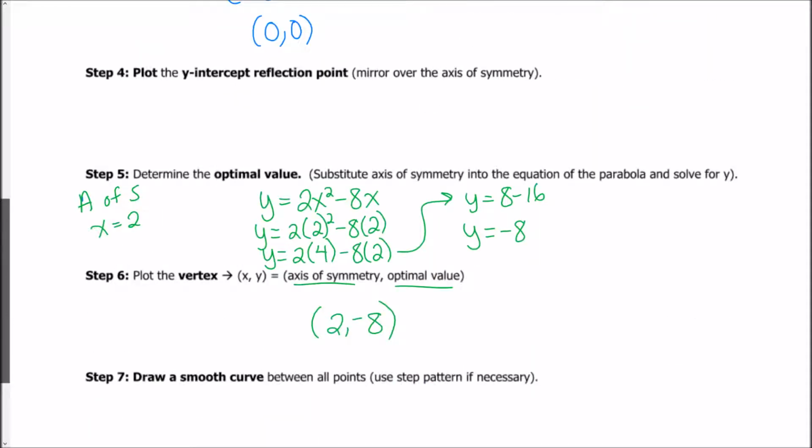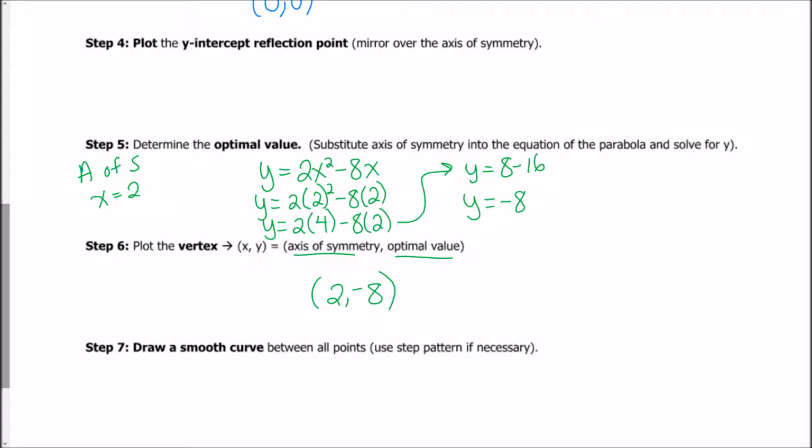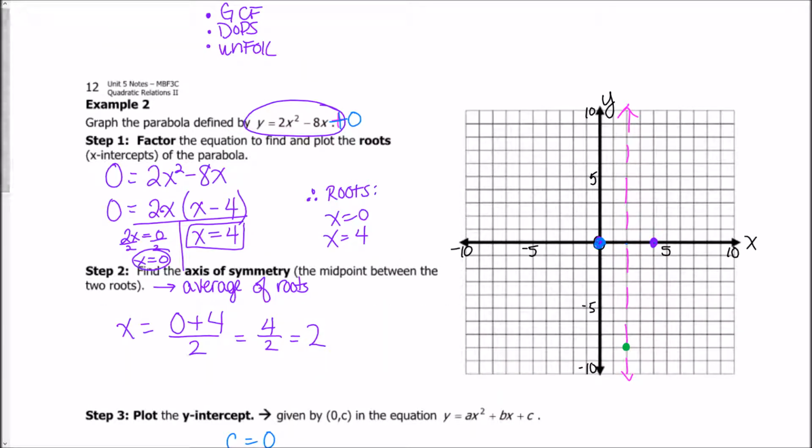All right, last thing I need to do is draw a smooth curve and use the step pattern if necessary. For my step pattern, let me get a different color. Again, it's 1a, 3a, 5a, and so on. Here, our a value is 2. So I'm going to get 1 times 2, 3 times 2, 5 times 2, and so forth. So 1 times 2 is 2, 3 times 2 is 6, 5 times 2 is 10.